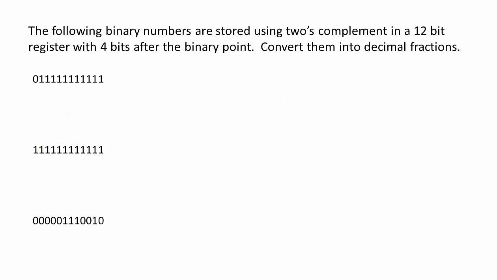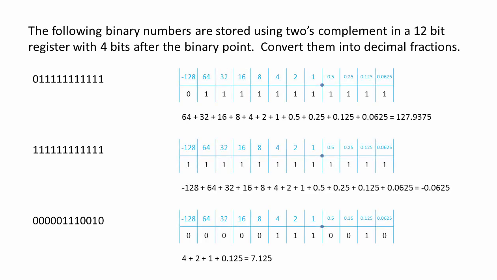Here are a few conversions you can do yourself. It's the same processor as before, a 12-bit register with 8 bits before the binary point and 4 bits after it. If you want to give these a go, pause the video now and I'll show you the solutions in a moment. And here are the solutions.